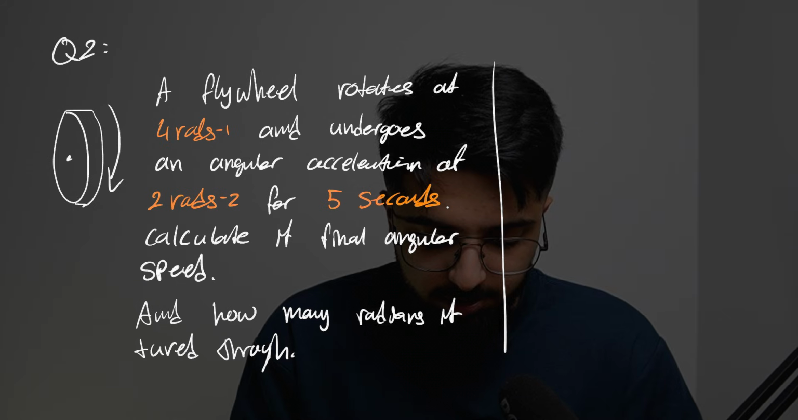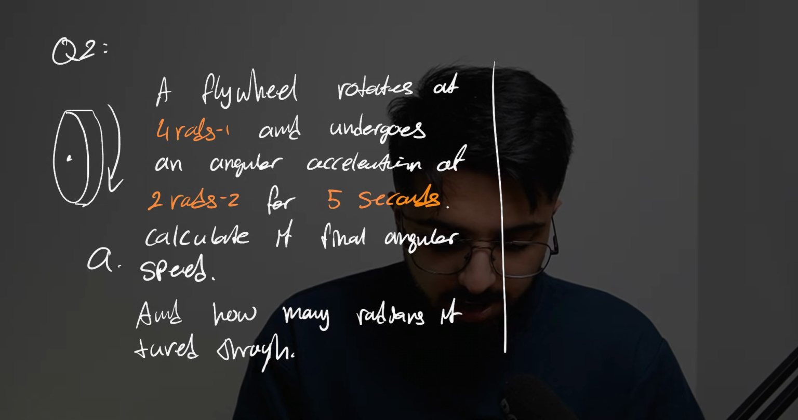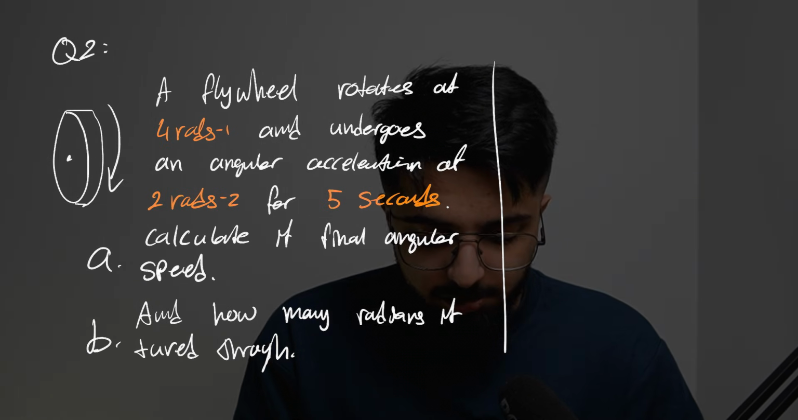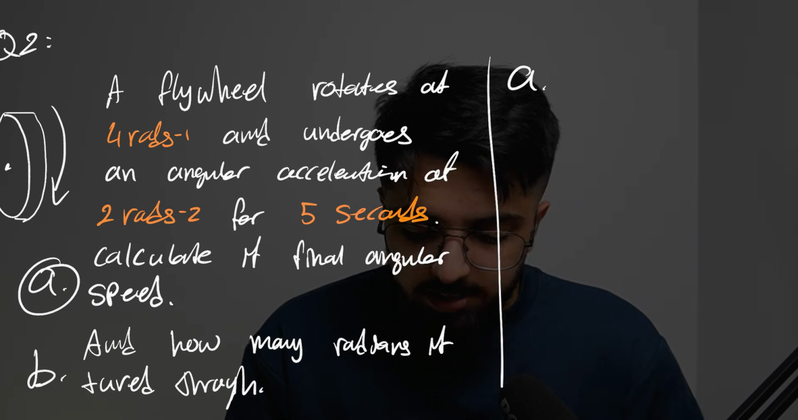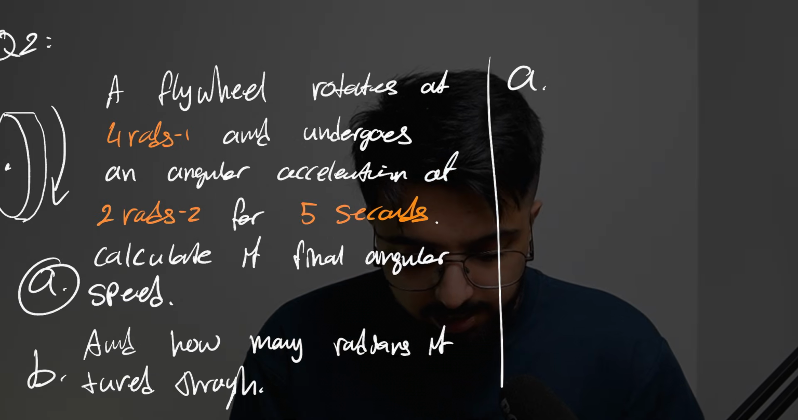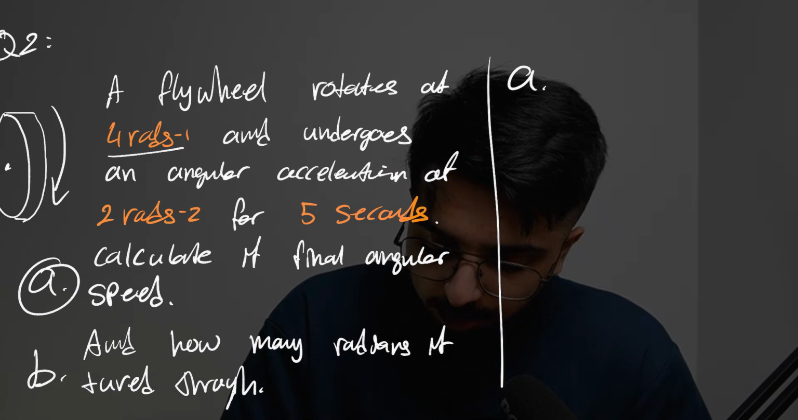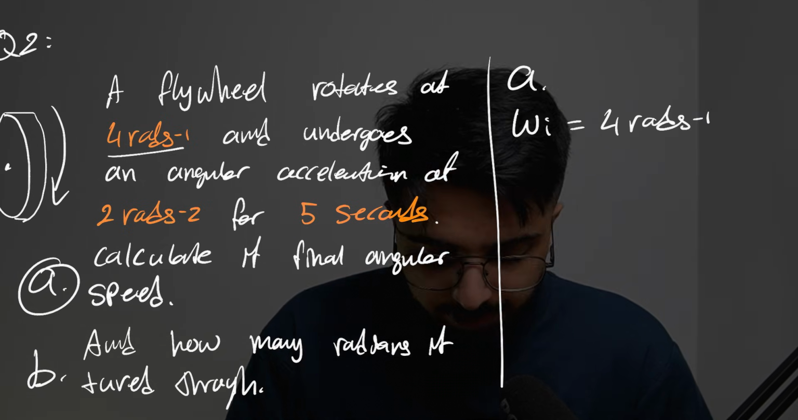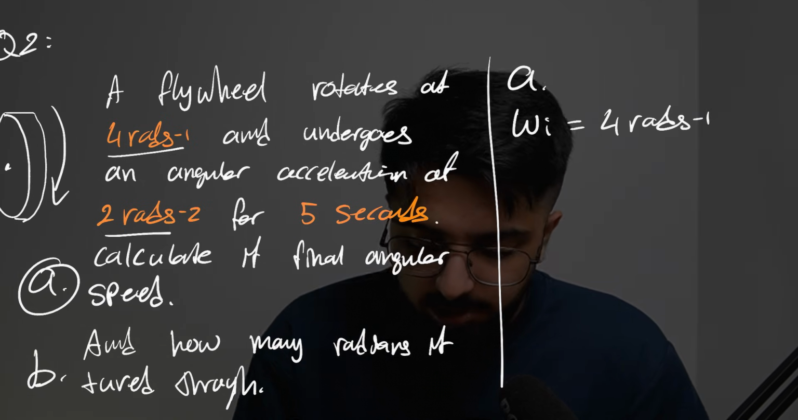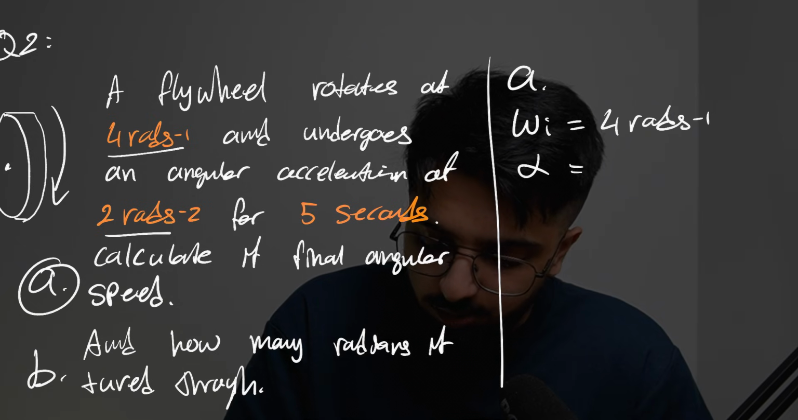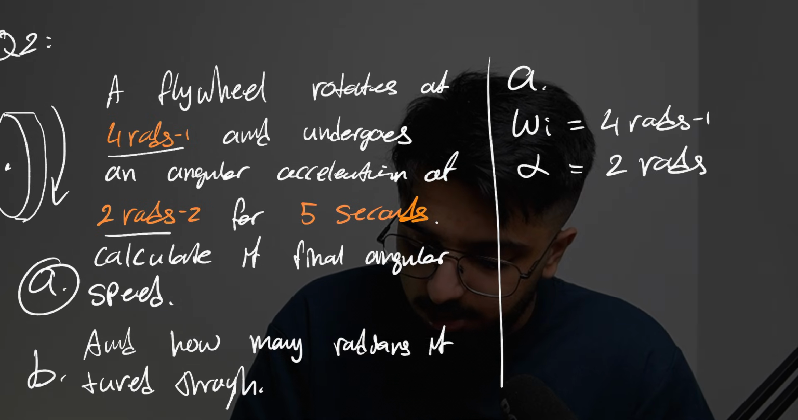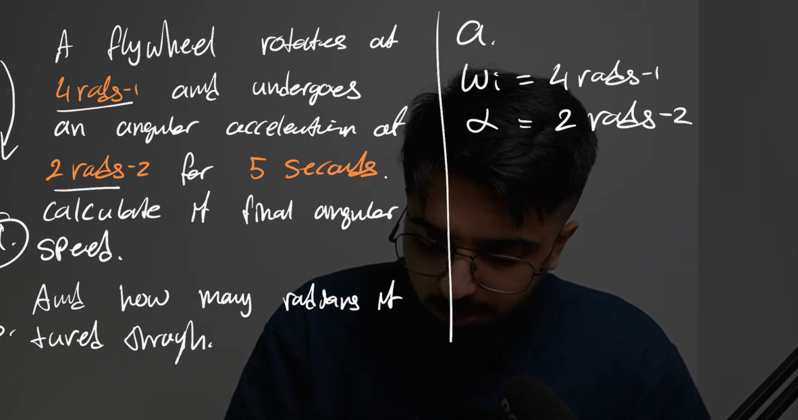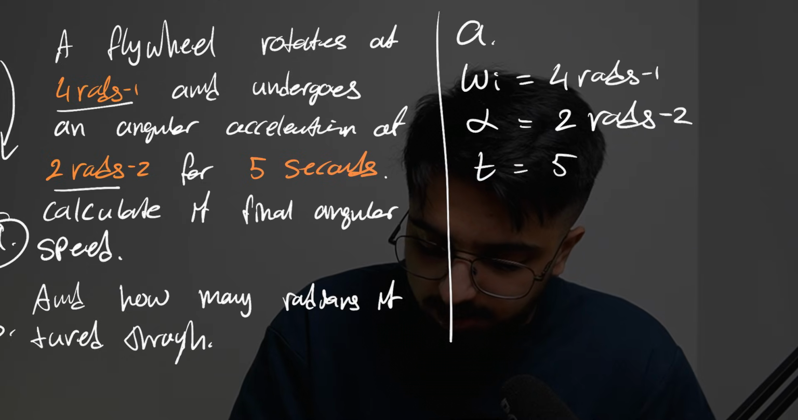So let's first start off with this first part right here. Let's call this part A, and we can call this part B. So let's start off with part A, right? We can put that over here. Let's have a look at what we are given. We're given an initial angular velocity, right? So our omega I is equal to 4 radians per second. We're also given an angular acceleration, so our alpha is equal to 2 radians per second squared, and we are also given a time of 5 seconds.